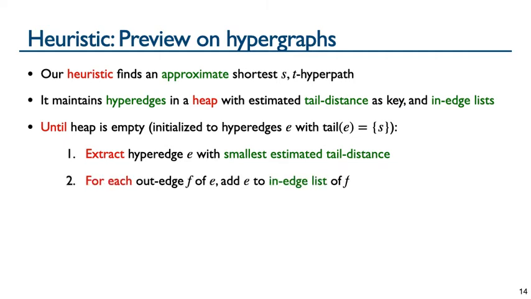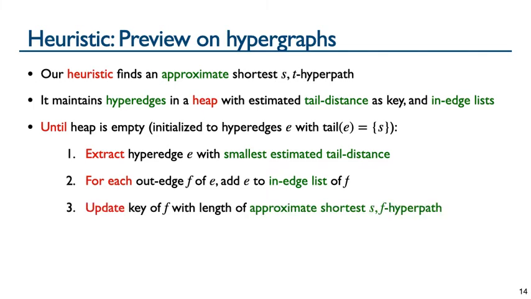Then for each outedge f of E, we update f's inedge list with E. We then use a greedy heuristic to approximate the shortest hyperpath from S to the tail of f, which is also NP-complete, and update f's key if this approximate shortest SF hyperpath is shorter than previous ones. Then, we again use this greedy heuristic to recover an approximate shortest ST hyperpath.